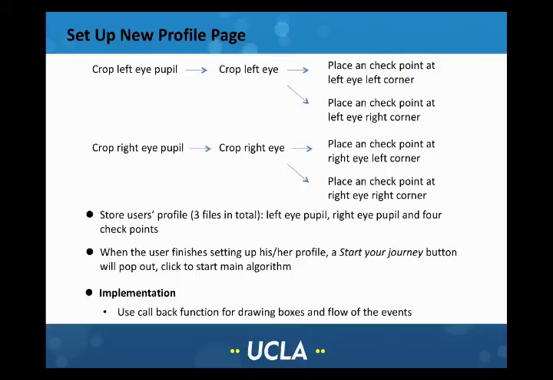When the user finishes setting up his or her profile, a Start Your Journey button will pop out, and the user is able to click to start the main algorithm. The implementation is as follows. The app simply uses the callback function for drawing boxes and flow of events.